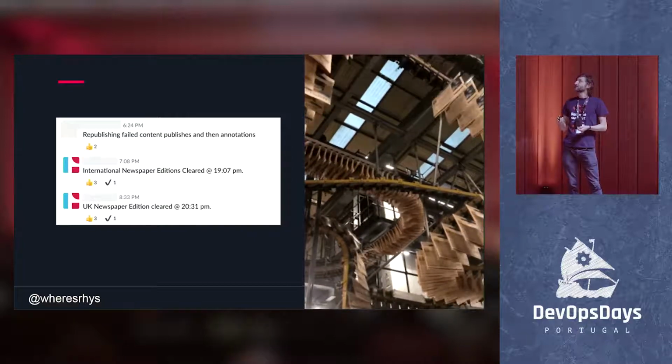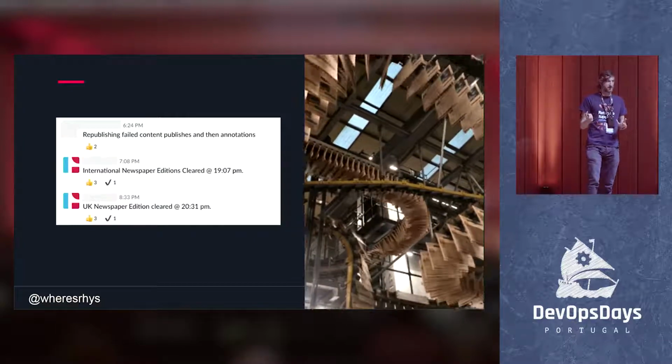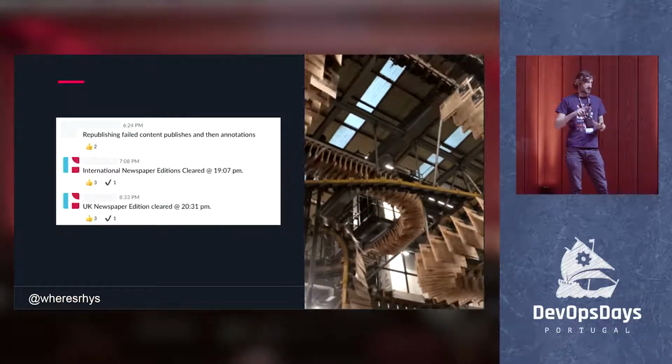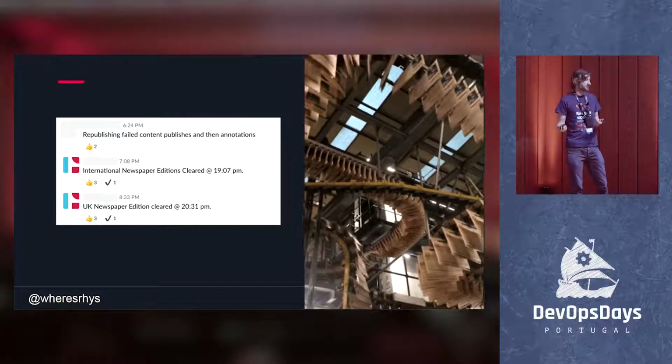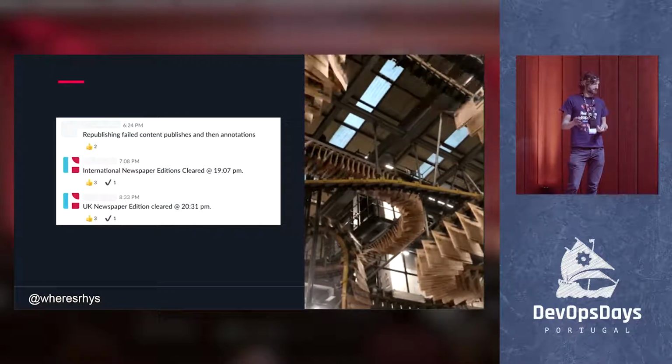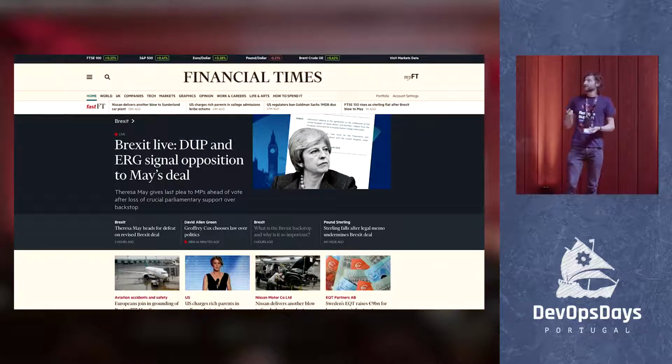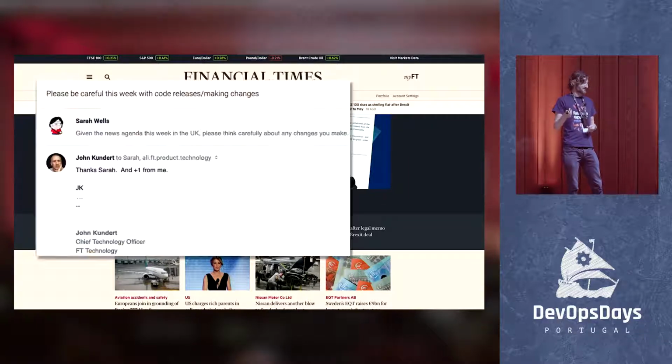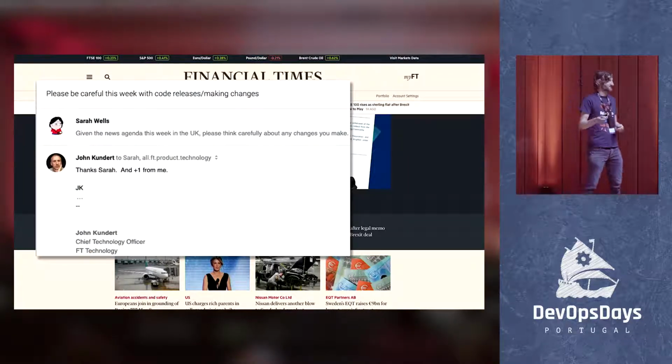As well as all this digital stuff, we're also a physical company. 6 days a week, we print the newspaper and distribute it all over the world. And to complicate matters further, we're always at the mercy of the news cycle. So we get a lot of Brexit news at the moment, and we get emails like this coming around saying, be careful with your tech at the moment.